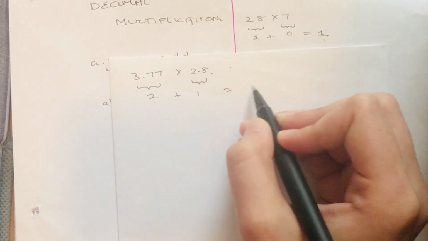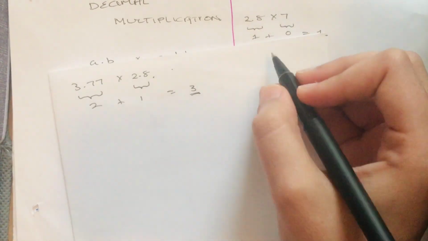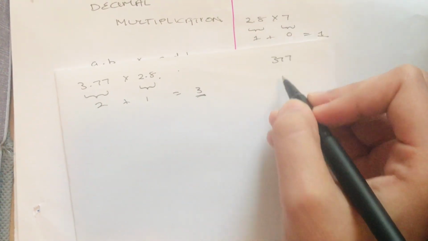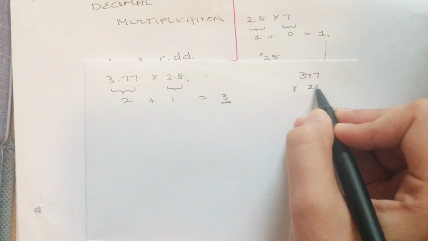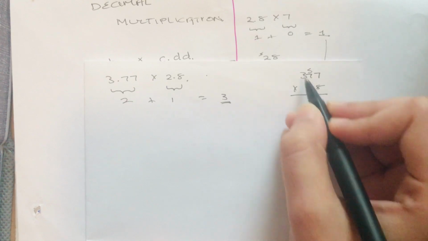You add them, so 2 plus 1 is 3. Okay, and then you multiply like normal numbers. So 377 multiplied by 28. Okay, let's begin. 56. 56 plus 5, 61.